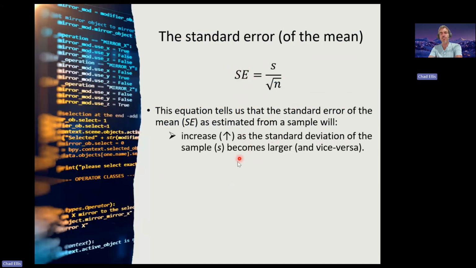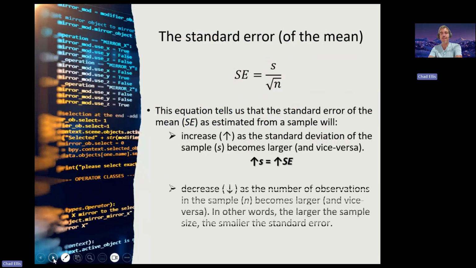And why is that? Well, if there's more variation in our sample itself, that indicates that the population also likely has a larger variation. So there's more uncertainty in using our sample mean to estimate our population mean. So as our sample standard deviation gets larger, our standard error, or our uncertainty, also increases, right? So as S goes up, so too does the standard error.